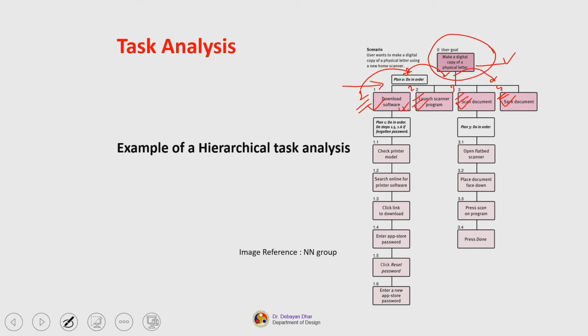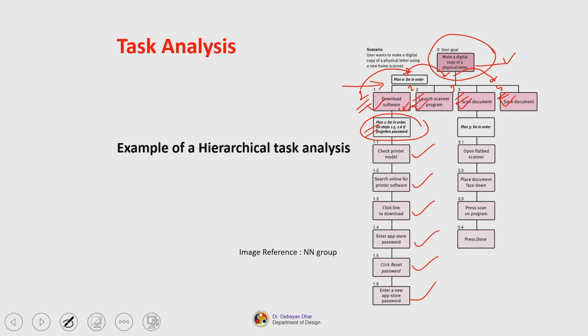So, in order to download a software, what is the plan? Do in order steps 1.5, 1.6 if forgotten password. These are detailed steps that are required. First of all, check the printer model, search for online printer software, check link to download, enter App Store password, click reset password, enter a new App Store password. This is only plan number 1, because it shows what he needs to do if he has forgotten the password. This is the decomposition of one subtask.